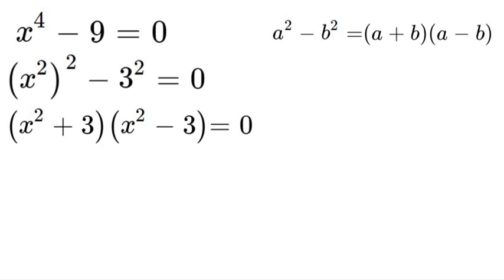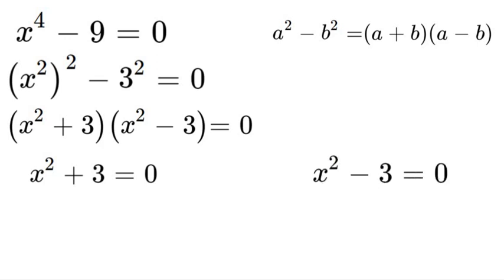Now all we need to do is set both factors equal to 0 and solve for that. So let's go ahead. So I have x squared plus 3 is equal to 0 and x squared minus 3 is equal to 0. So the first thing we're going to do is subtract 3. So we'll have x squared is equal to negative 3.